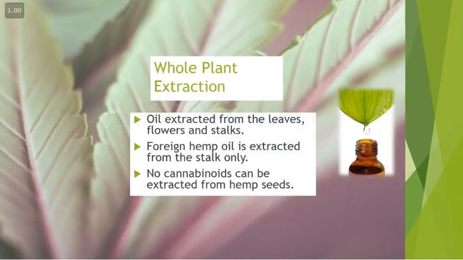The other thing you want to look for is a full spectrum oil that comes from the whole plant. Foreign hemp is normally extracted from the stalks only. No cannabinoids can be extracted from hemp seeds.